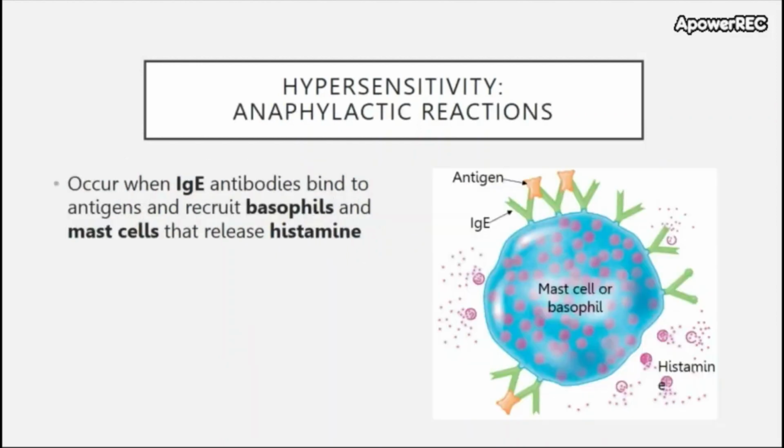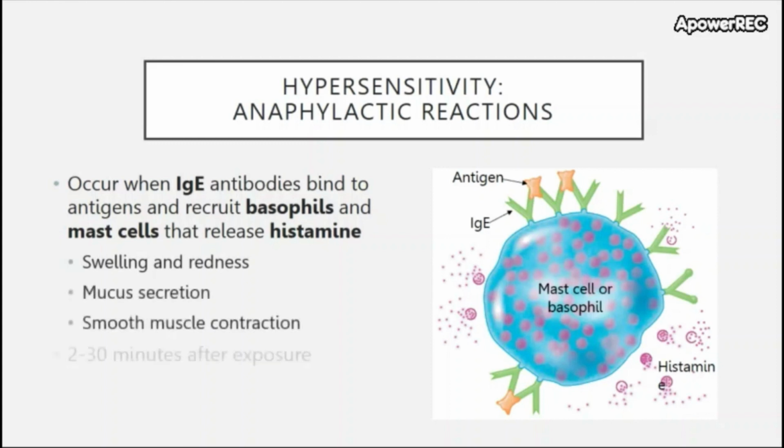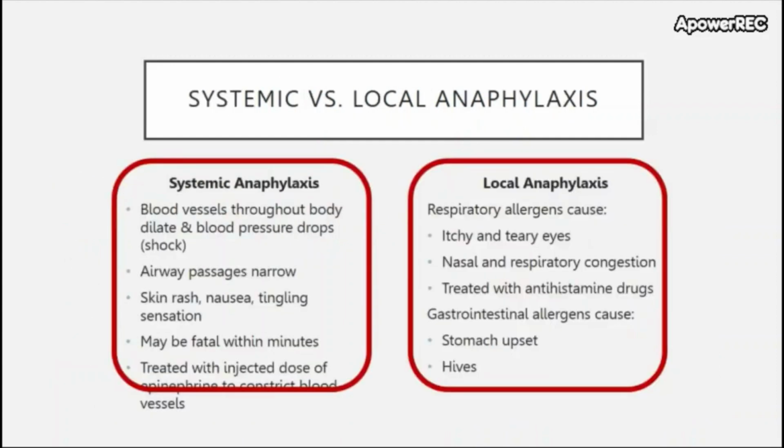Type 1 hypersensitivity reactions, the anaphylactic reactions, occur when IgE antibodies bind to antigens, which recruits basophils and mast cells to release histamine. Histamine therefore causes swelling and redness, mucus secretion, and smooth muscle contraction. It can occur within 2 to 30 minutes after exposure, and it may be systemic or local.